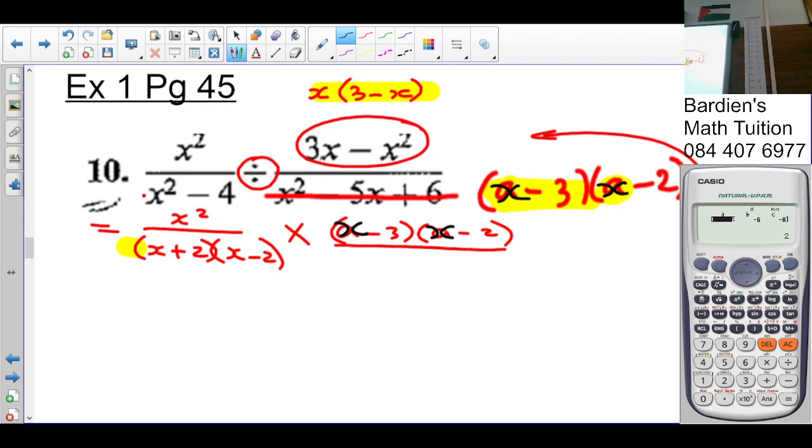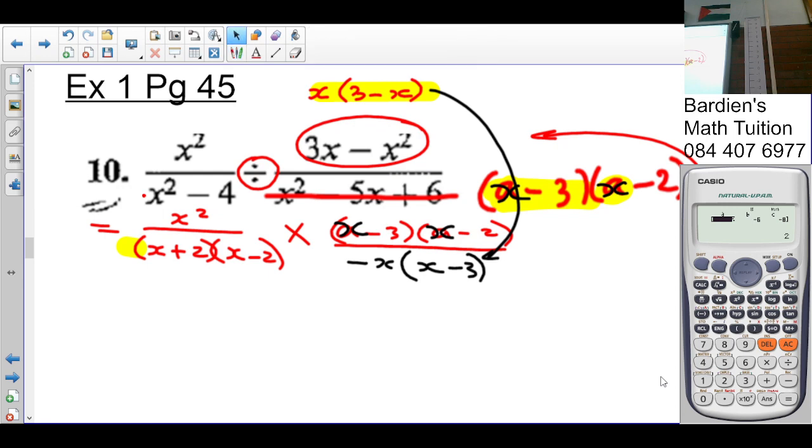But is 3 minus x the same as x minus 3? No. So what must I do here? Swap it. You swap it and the negative between it, what happens? A negative comes out. Not so? So in other words, this here would now give us negative x into x minus 3. Alright, so simplify now. Was the first sum, the sum before this, an a? Okay.